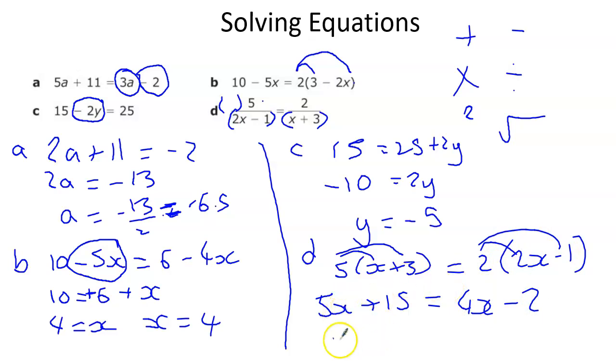Bring the smaller amount of x over, and we get x plus 15 equals minus 2. Bring the 15 across, and we get x equals minus 17. The name of the game is you do the opposite.